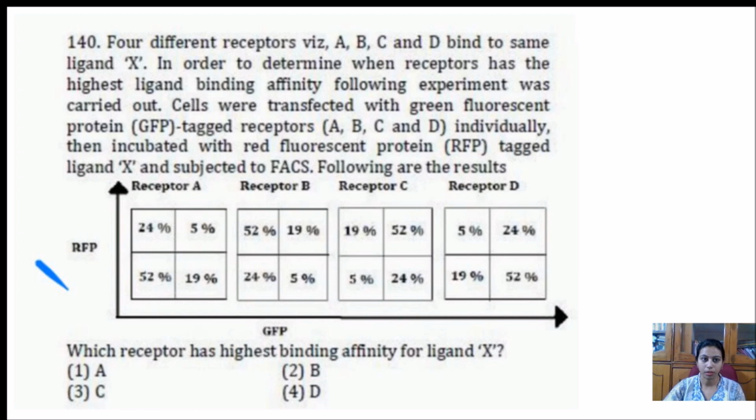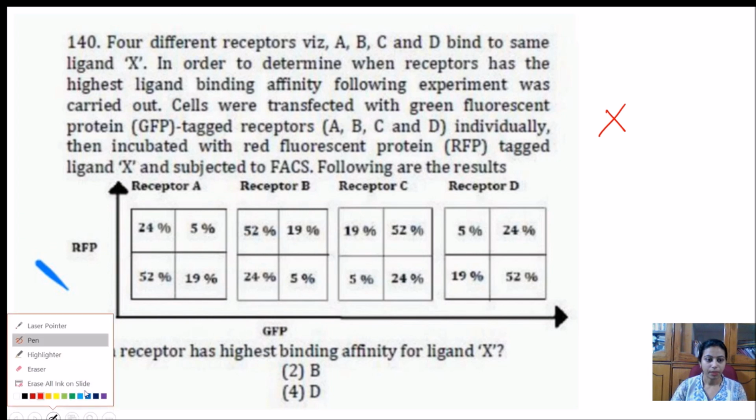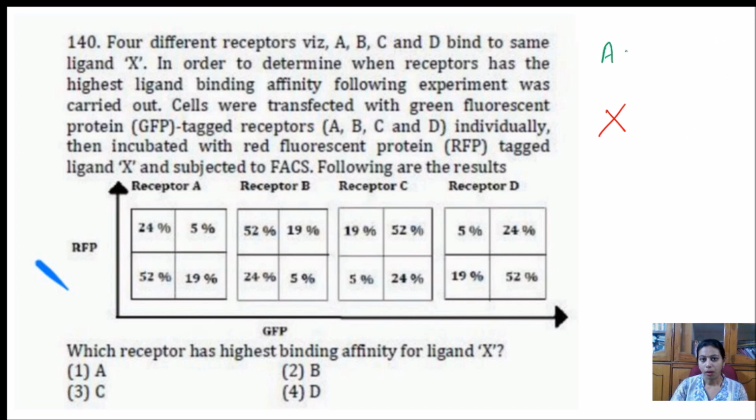Now, coming to the question. What was the question? First, the ligand is tagged with the red fluorescent protein, and what about the receptors? All 4 receptors, A, B, C, D, are tagged with the green fluorescent protein. So how can we analyze whether they are binding with the red fluorescent protein or not?